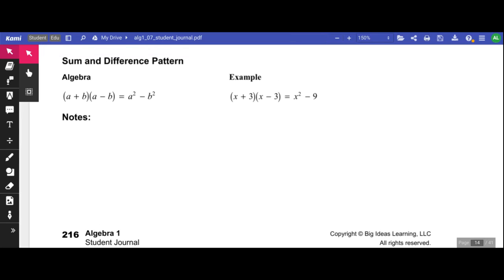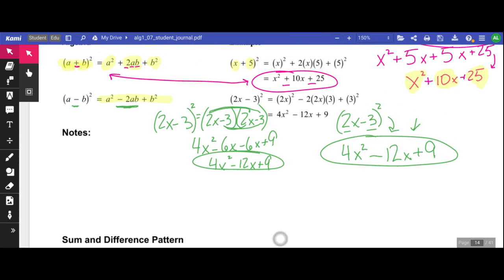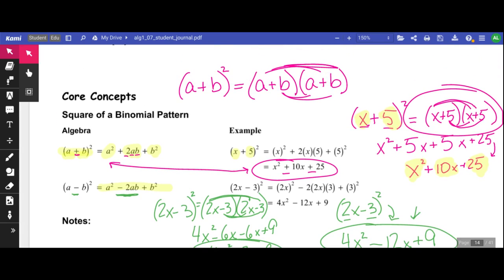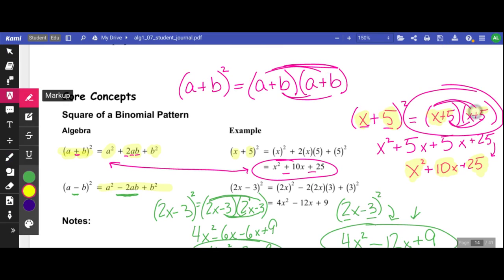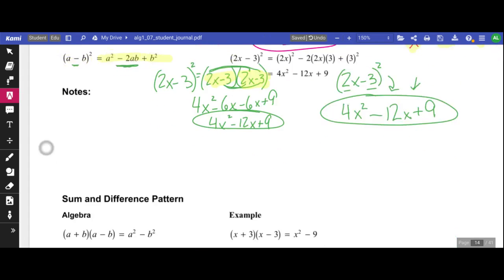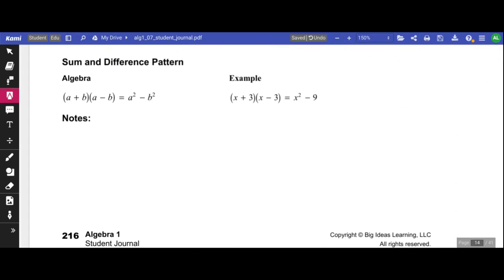This one's a very specific one. So notice before, everything is just the same binomial repeated. I had x plus 5 times x plus 5, the exact same. Over here, 2x minus 3 and 2x minus 3, same sign and everything. With this one, the terms are exactly the same. The a and b are exactly the same, but one is a positive, one is a negative.